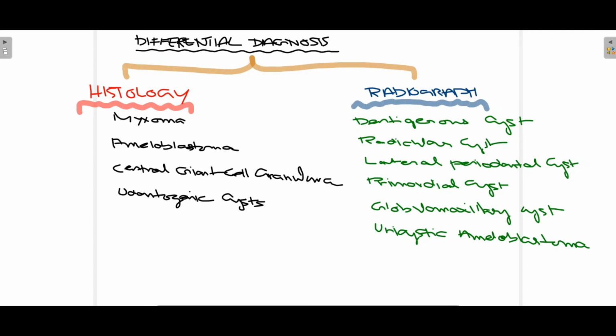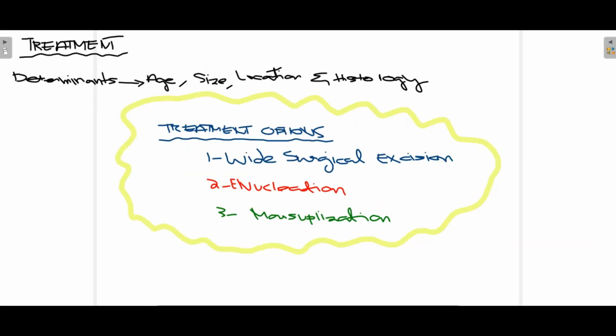Now talking about the different treatment options that are available to a patient that has been diagnosed with OKC, there are certain determinants that we have to keep in mind while planning a treatment plan for the patient. Firstly, the age of the patient, the size of the lesion, the location where the lesion is actually present, and the histology of the lesion. These help us in planning the treatment and determining how aggressive, infiltrative, and expanding the lesion actually is.